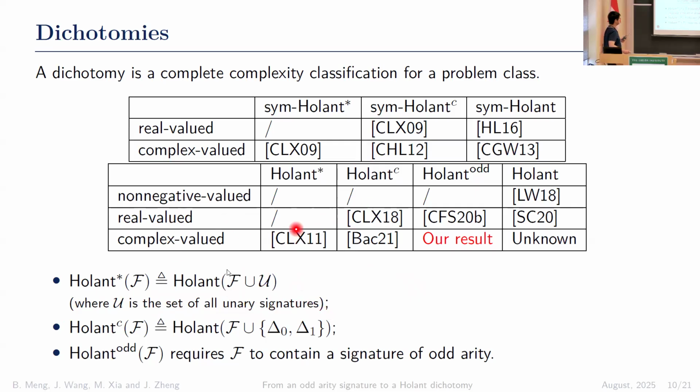And Holant C has two specific unary signatures. And Holant odd requires F to contain a signature of odd arity. And our results lie here, I think. You can see that there has been a gap of years between our results and the previous results.